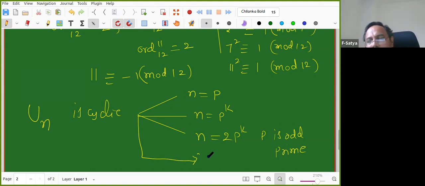See, the only other case is that n is equal to 4 also. Otherwise, if you exclude this, this is also an odd prime, so you can delete this. Here you can delete this and say p is an odd prime. Then n is equal to 2, 4. These are the only numbers.